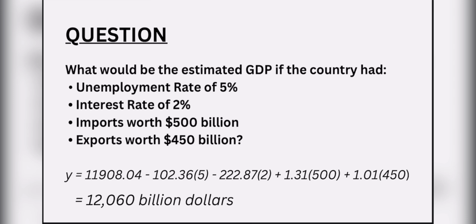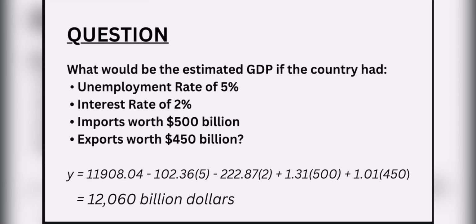Here y, the regressand, equals 11908.04 minus 102.36 times 5, minus 222.87 times 2, plus 1.31 times 500, plus 1.01 times 450. So the answer becomes $12,060 billion.